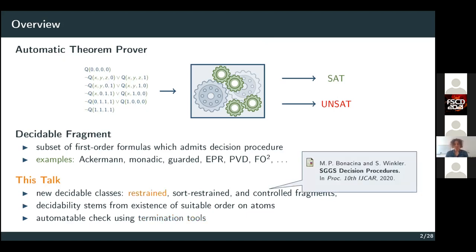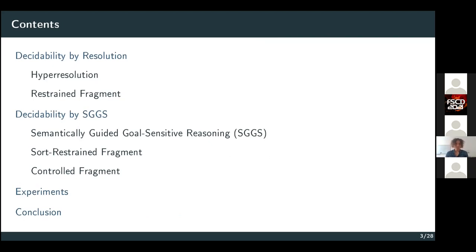A part of this talk is based on an IJCAR paper of last year, in particular the restraint fragment, but the remainder of the material is actually new. This is an outline of the talk. In the first part, I will explain the restraint fragment, which is decidable by resolution methods. So I will beforehand briefly explain hyperresolution. In the second part of the talk, I will describe the fragments that are decidable by SGDS. I will start by outlining how this method works and then present the sort restraint and the controlled fragments before concluding with some experiments.